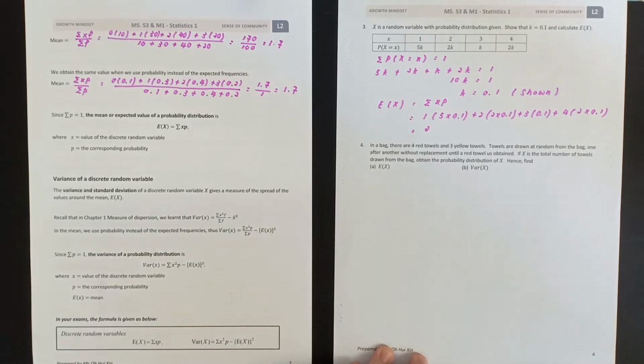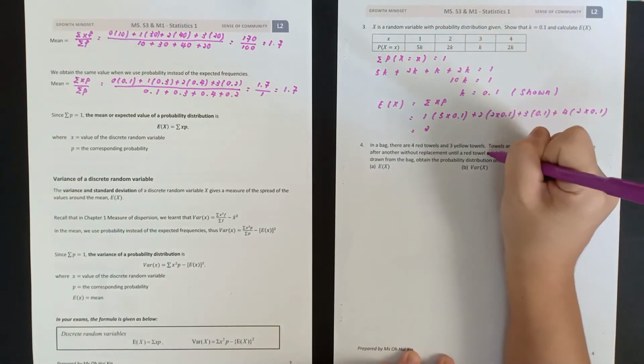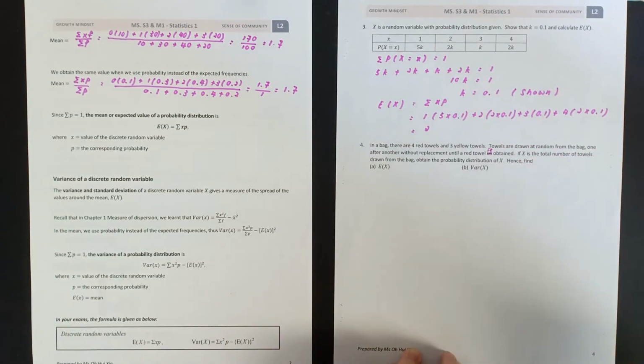Okay, so number 4. In a bag there are 4 red towers and 3 yellow towers. Towers are drawn at random from a bag, one after another without replacement until a red tower is obtained. I'll change it in your handout. If x is the total number of towers drawn from the bag, obtain the probability distribution of x. Then find out the expectation of x and the variance.